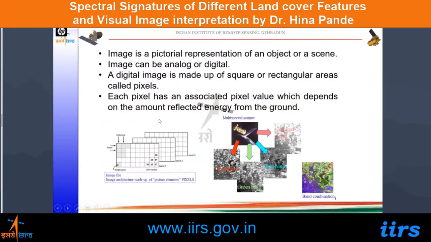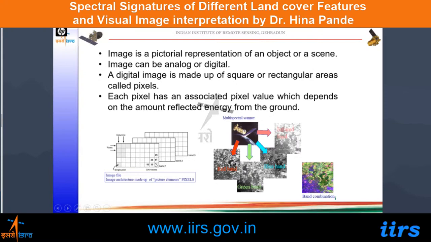So as you can see here, it is made up of rows and columns, and this results in square or rectangular areas, which we call picture elements or pixels. Each of these picture elements or pixels is associated with a pixel value, a numerical value. This value is known as the digital number, or the brightness value, or the spectral value, and this denotes the amount of energy reflected from the ground from this area. So all the features that are there in this area, the amount of energy that they reflect is recorded in the form of a number.